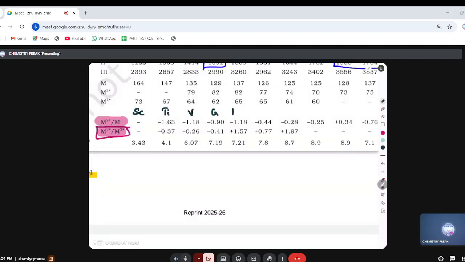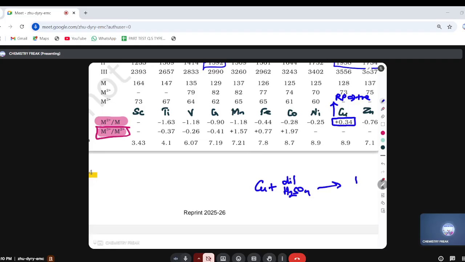Titanium, vanadium, chromium, manganese, iron, cobalt, nickel, copper, zinc. Note carefully, what are the things to note down, sir? Copper has an exceptionally high value; all the remaining are negative. That means they are somewhat more reactive metals, but only for copper the reduction potential is positive. That means copper is less reactive. It cannot react with dilute sulfuric acid and it cannot liberate hydrogen gas. Whereas zinc with very dilute sulfuric acid will liberate hydrogen gas. This shows the reactivity of copper is very low.